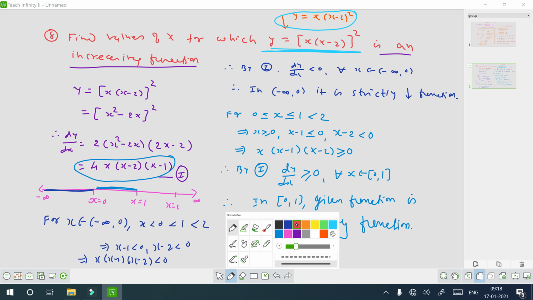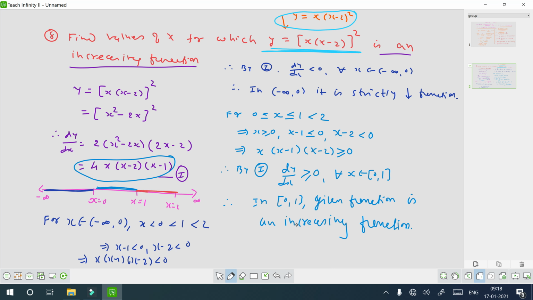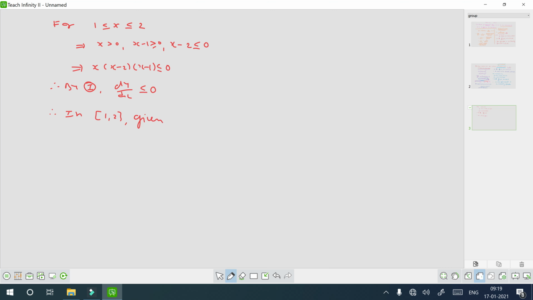See, let us see the next interval from where to where. That is 1 to 2, closed interval 1 to 2. See, next part 4. 1 less than or equal to x less than or equal to 2. This says that x greater than 0, x minus 1 greater than or equal to 0, x minus 2 less than or equal to 0. Ultimately, x into x minus 2 into x minus 1 is less than or equal to 0. And therefore, dy by dx is less than or equal to 0. So, in interval 1 to 2, the given function is a decreasing function.